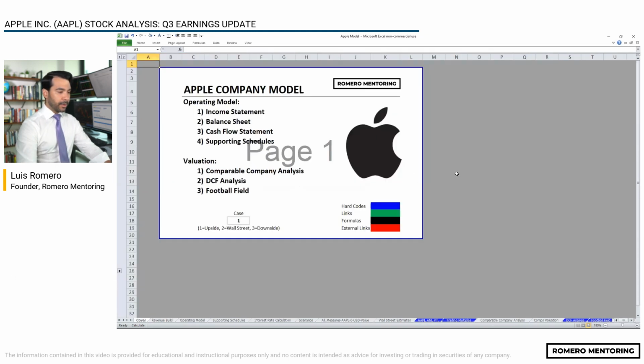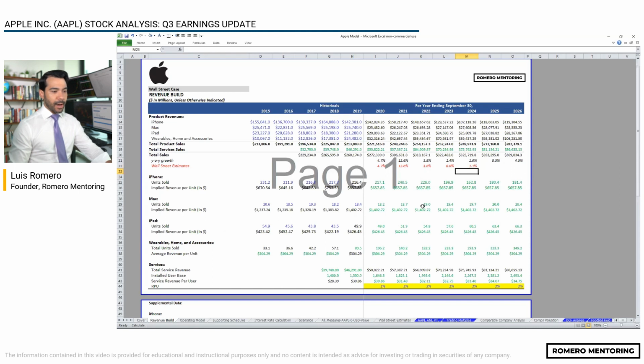If I come back here to my case on the first page and change this to Wall Street case, you can see how my numbers are now a little bit more in line with the street, okay? And now I want to run valuation on a DCF basis and a comparable company analysis basis to see what would be a reasonable price target or where the stock should be trading at, okay?